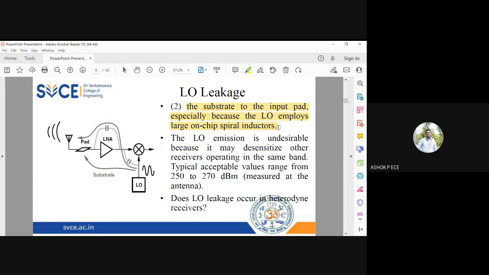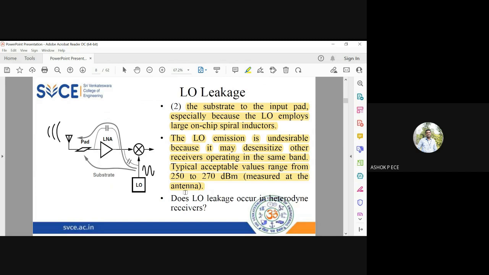So this LO emission is very, very undesirable, and this will cause issues in other receivers working in the same band. So not only affecting our receiver, it will affect other receivers also.